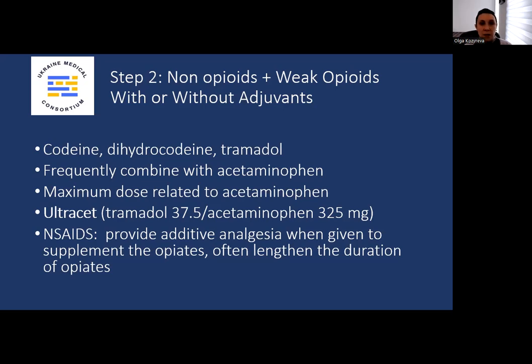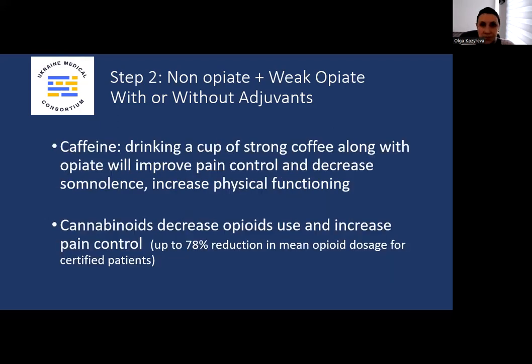So in the United States, we have a good formulation called Ultracet. It consists of Ultram or tramadol 37.5 milligrams and acetaminophen 325 milligrams. It can be used up to 300 milligrams of tramadol and less than 3,000 milligrams of acetaminophen. So all NSAIDs provide additive analgesia when given with opiates, and can increase and prolong the duration of the opiates.